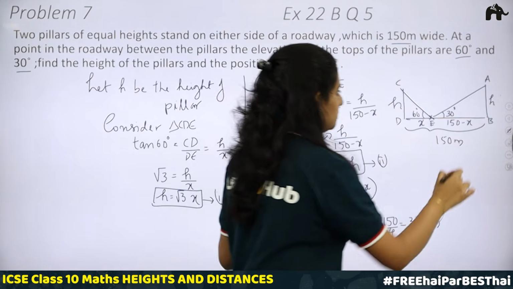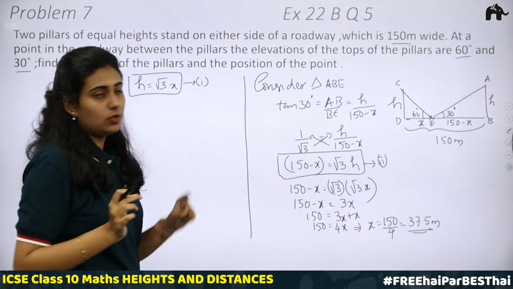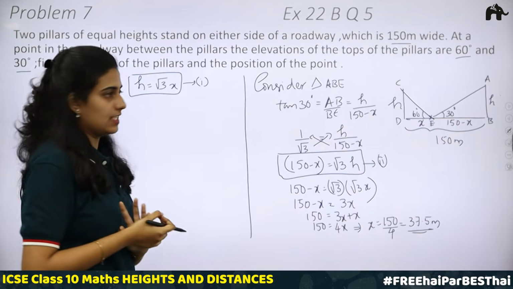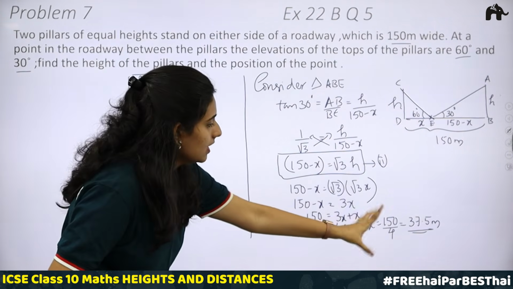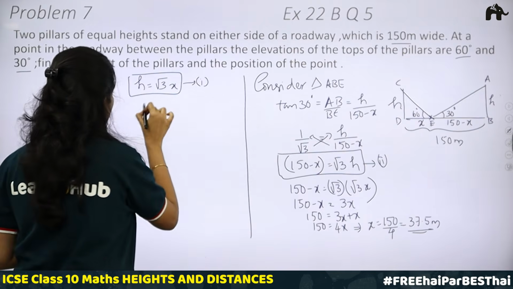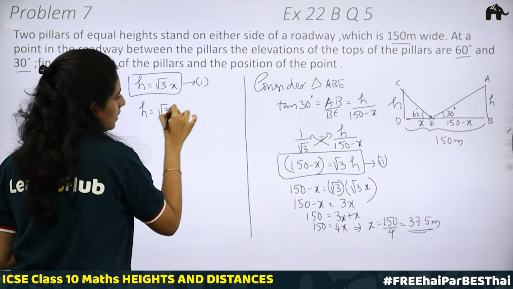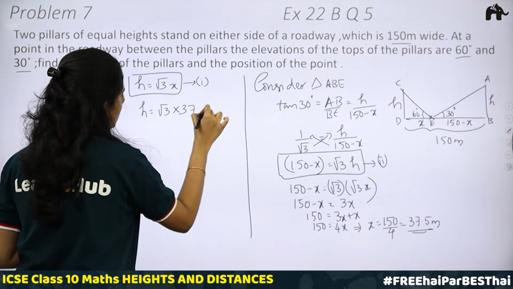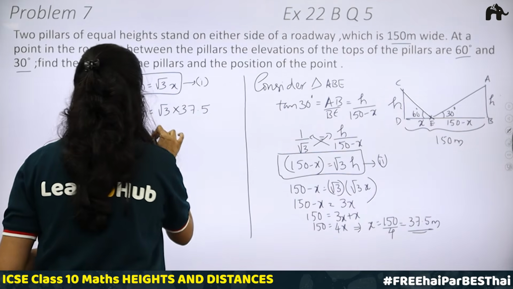We need the height. We have h is equal to root 3x. We have x is 37.5. Therefore, h is equal to root 3 into 37.5. What is root 3?